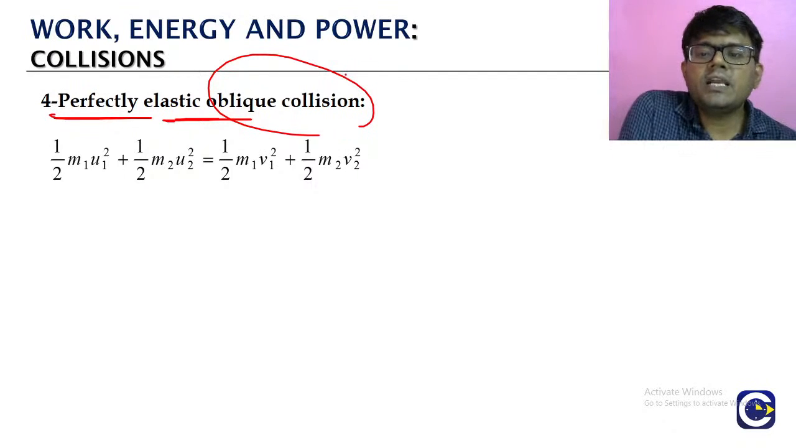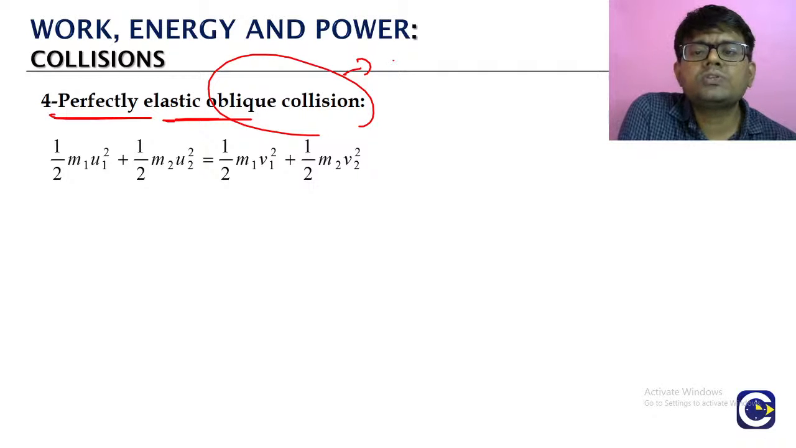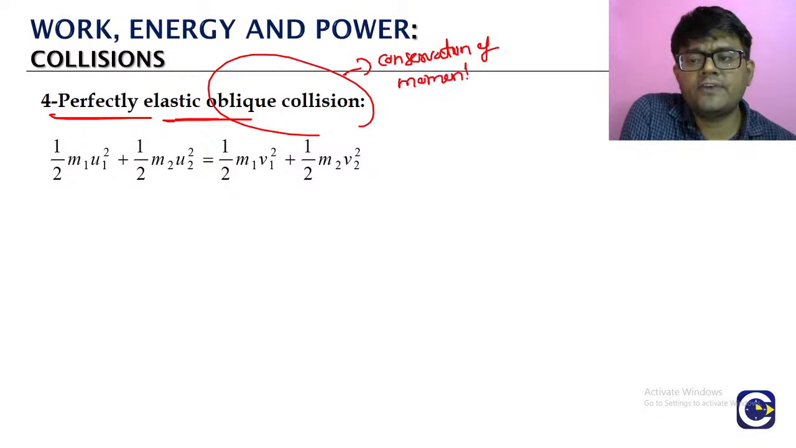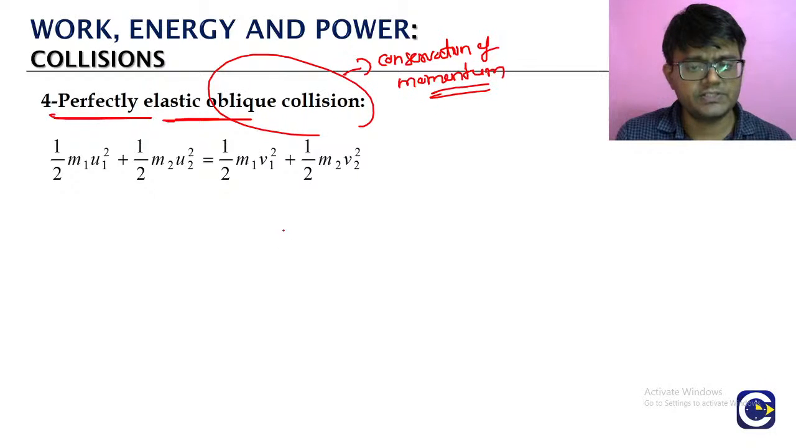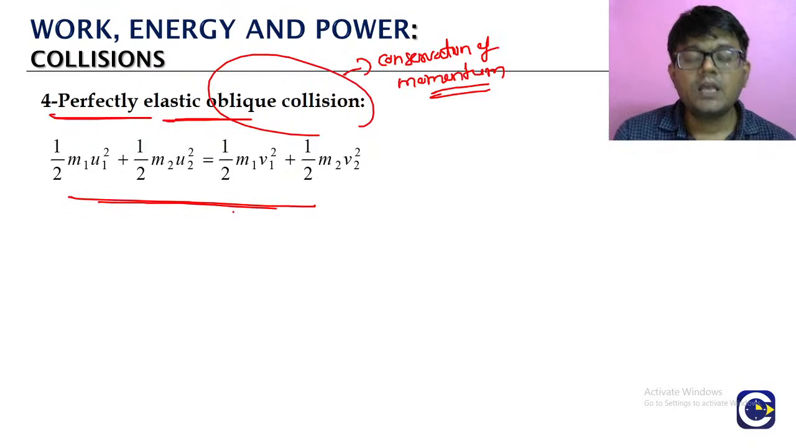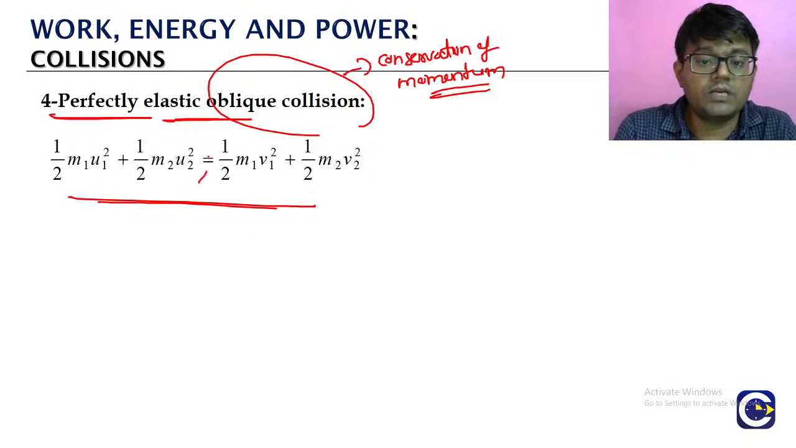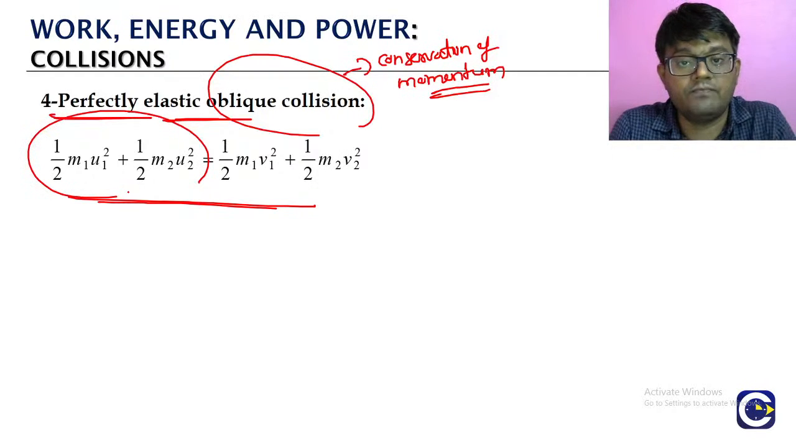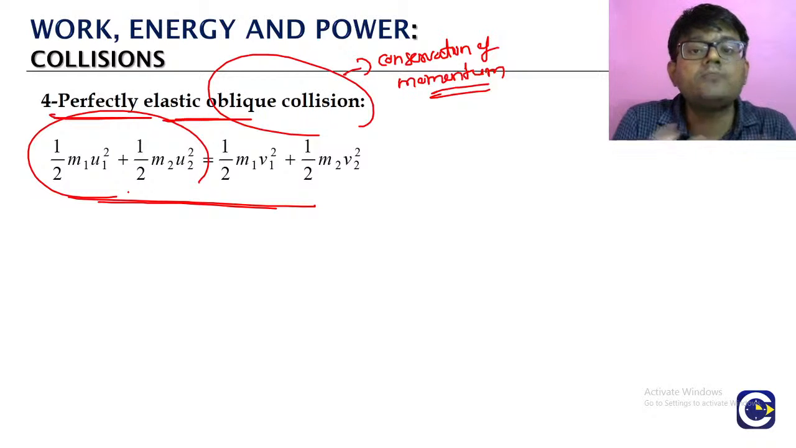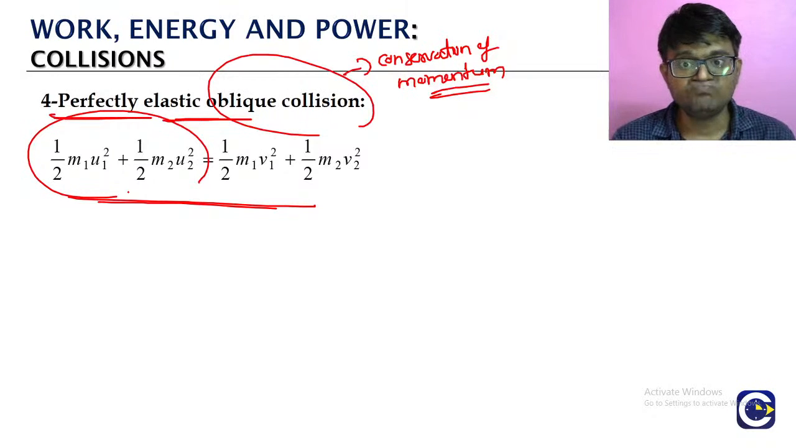Here, as we already said, we will be able to use the conservation of momentum, because that is there for all the types of collisions. Apart from that, we will also be able to use this equation, the conservation of kinetic energy of particles. Whatever the initial kinetic energy, half m1 u1 square plus half m2 u2 square, will be equal to the final kinetic energy of the particles.